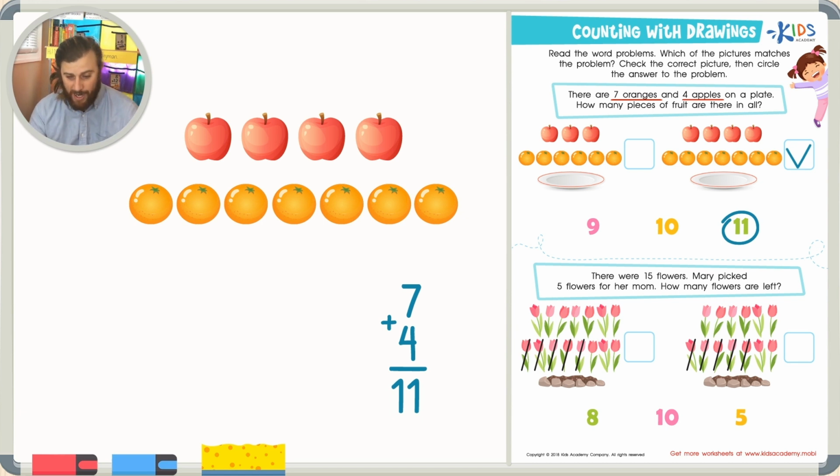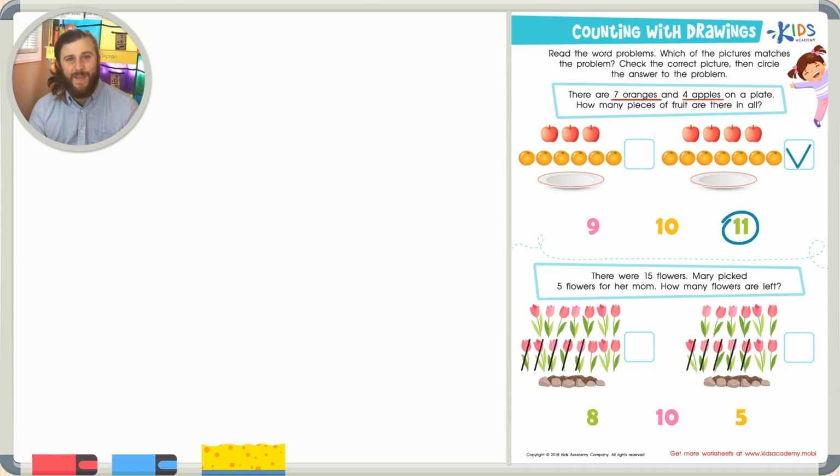Let's check out our next word problem. In this word problem, there were 15 flowers. Mary picked 5 flowers for her mom. How many flowers are left? But first, let's find the picture that matches the word problem. Let's look at our first picture. We need to have a total of 15 flowers.